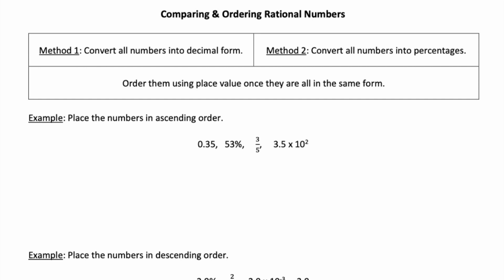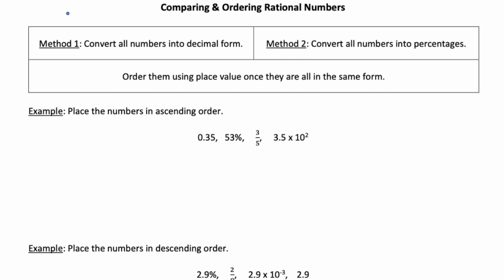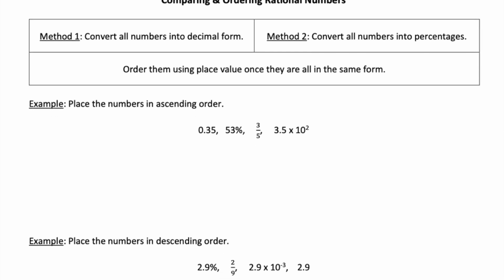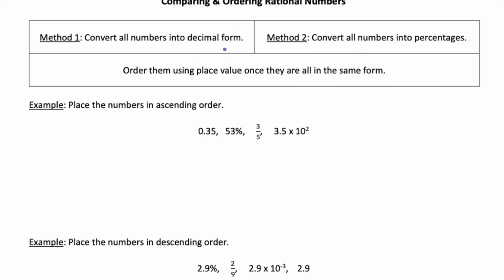So now that you know how to change all sorts of rational numbers to their other forms, you can go ahead and put these in order. There's a couple of different ways that you can do that. You could physically put them onto a number line if you have one. You could convert all the numbers into decimal form, or you could convert them all into percentages. If you convert them into decimal or percent form, then you can use place value to help you put them in order from least to greatest or greatest to least.